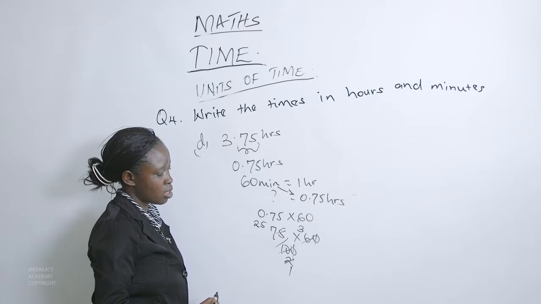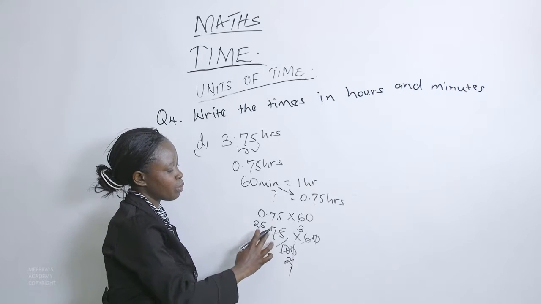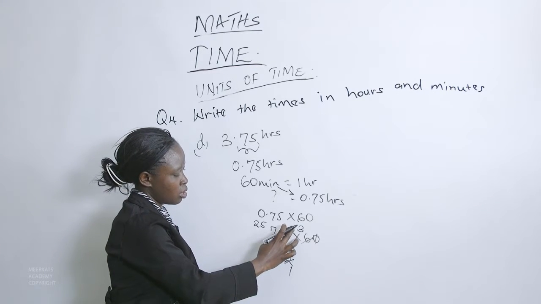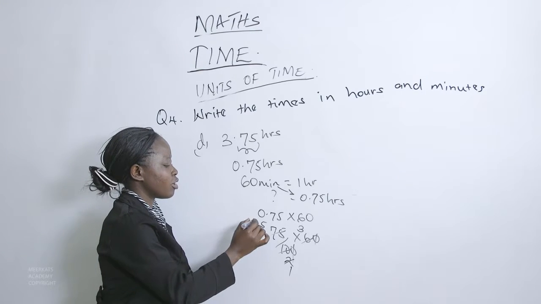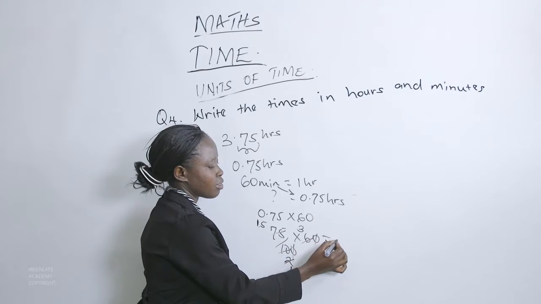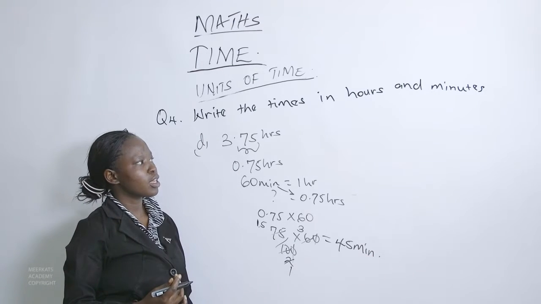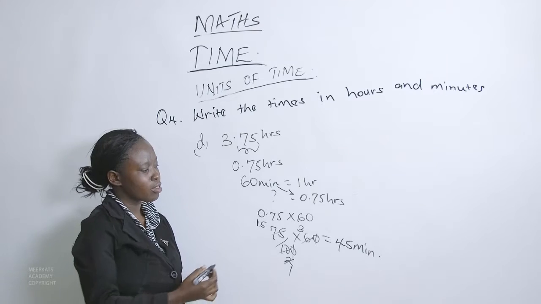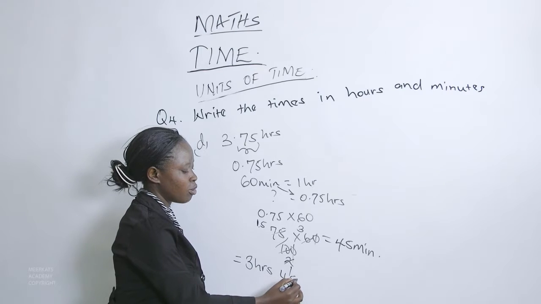So we have 25 times 3, which gives us, 5 into 75 is 15. So we have 15 times 3, which gives us 45 minutes. So this means that 3.75 hours is equivalent to 3 hours 45 minutes.